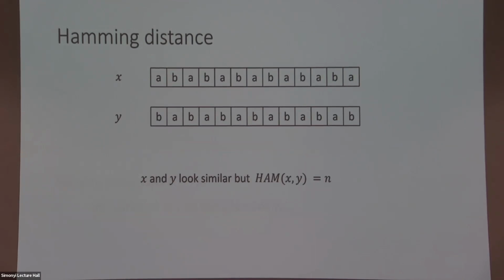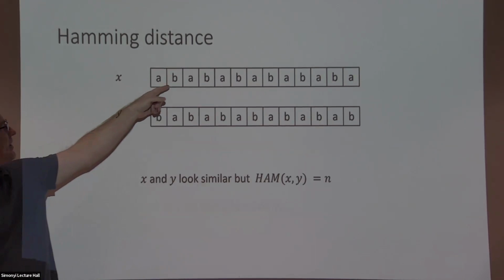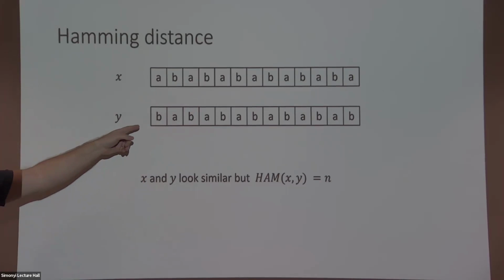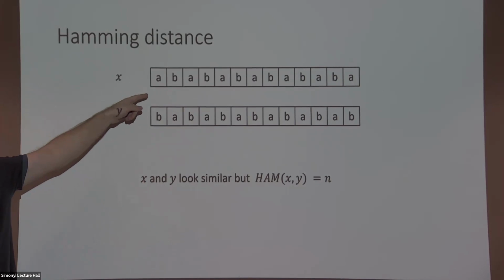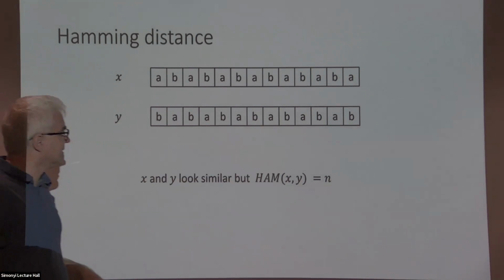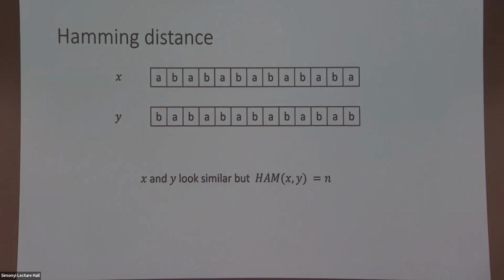But Hamming distance is actually not a good measure of similarity of strings. If you look at these two strings, A B A B A B A B, and B A B A B A B A B, clearly they are almost the same. If you remove the first letter in one and the last one in the other string, you get the same thing, but the Hamming distance is huge, it's n. So n is basically the upper bound on the Hamming distance. You can do worse. So Hamming distance doesn't capture our notion of similarity.